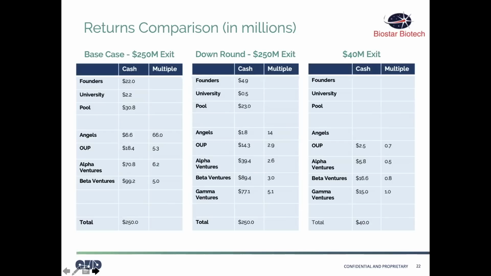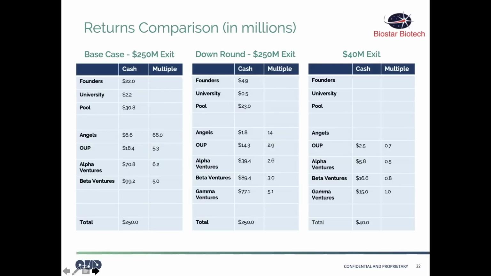For the investors in the initial scenario was pretty attractive, 5 to 6x. The angels kind of out in space with 66x. In the down round, the angel still does pretty darn well. The venture investors are mediocre. And then in the final case study with a $40 million exit, you know, the investors get back some of their money. The most recent investor gets back all of their money, and there's very little left for anybody else.